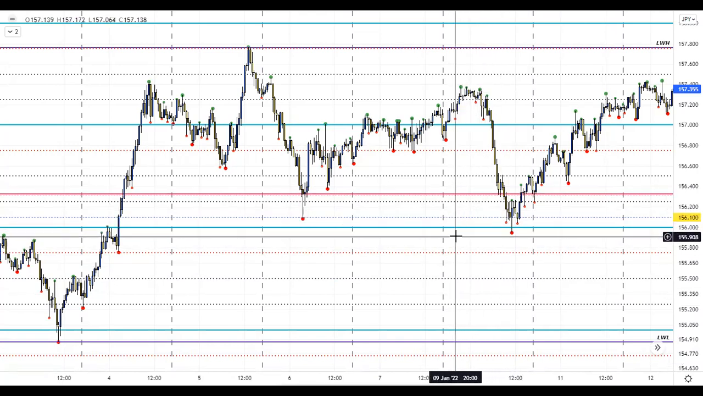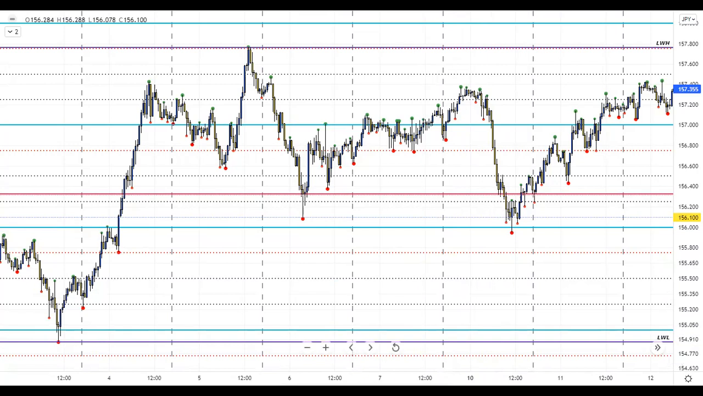I do my support and resistance off of psychological levels with a whole even number. So basically, if it's at 156,000, then the next one would be 156,250, 156,500, et cetera.